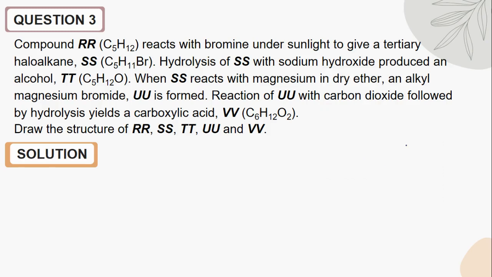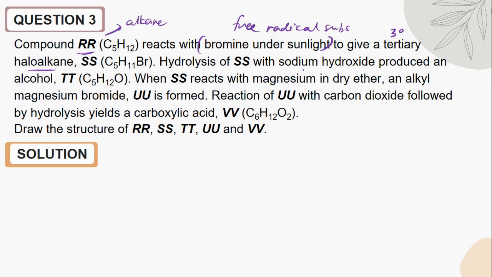Next, we proceed to question number 3. You have compound RR reacts with bromine under sunlight to give tertiary haloalkane. First, bromine under sunlight is actually free radical substitution. So we know that RR should be an alkane. Only alkane undergoes free radical substitution. Next, it gives a haloalkane SS, but remember it should be a tertiary haloalkane.